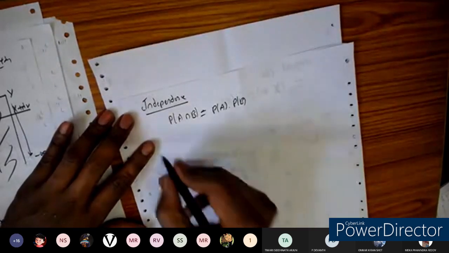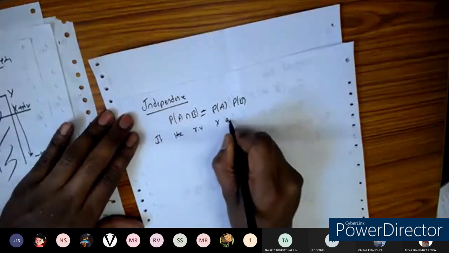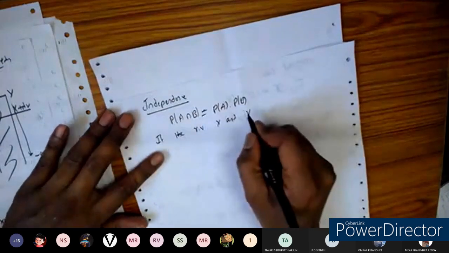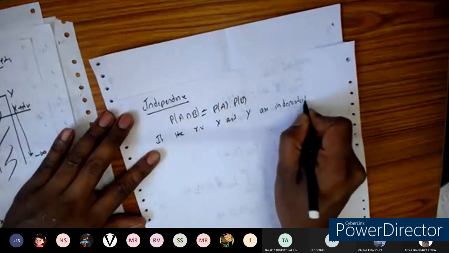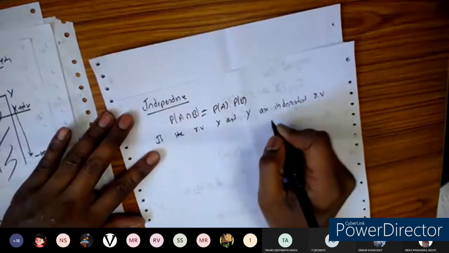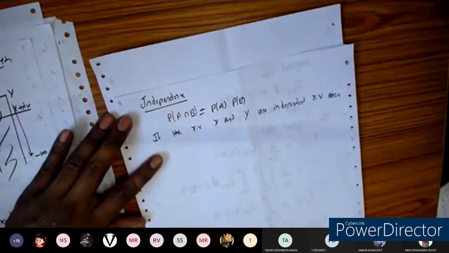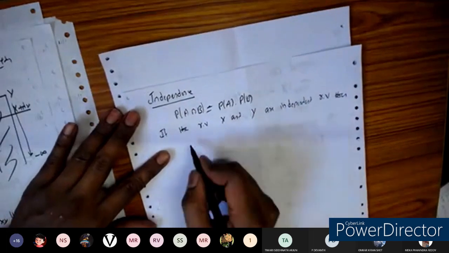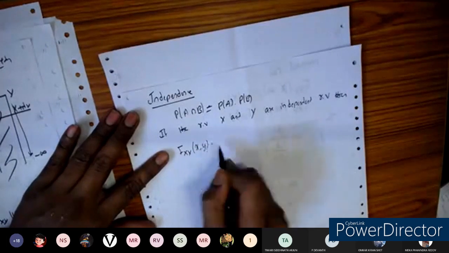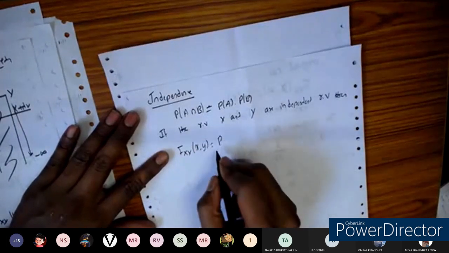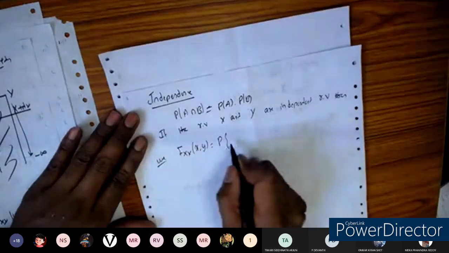If the random variables X and Y are independent random variables, then the CDF can be defined like this. So first I'm going to write the generalized form here.